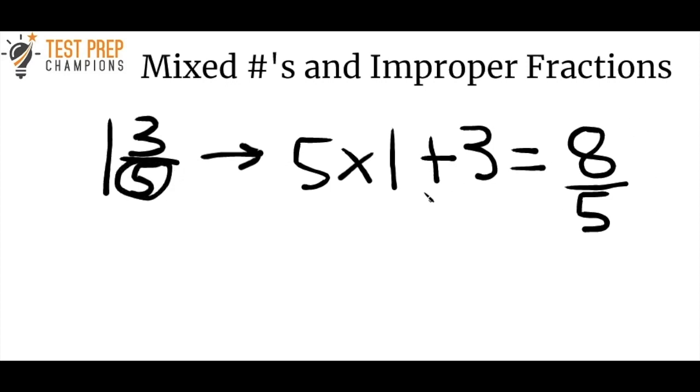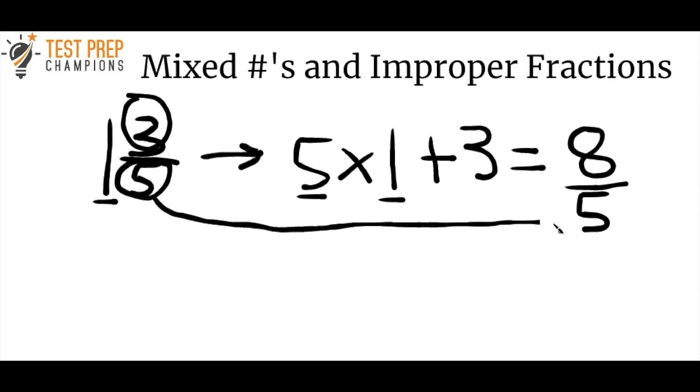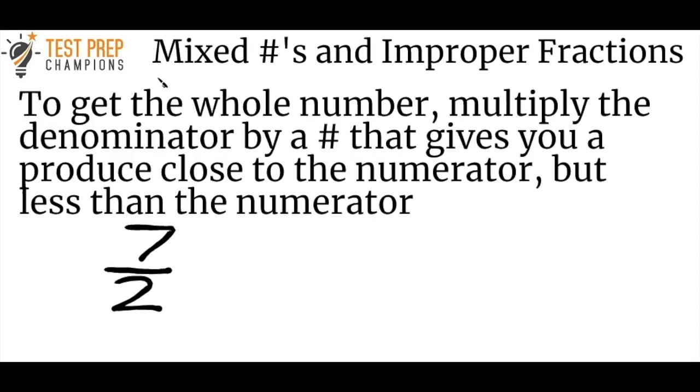So that's all we did. Again, to recap, we take the denominator in the fraction, which is 5, we multiply it by the whole number, which is 1, then we add the numerator, which was our 3, and that's how we got our 8. And then the last step is we go back to the mixed number, look at what the denominator was, the denominator is 5, so we write that 8 over 5, and that's how you go from a mixed number to an improper fraction.